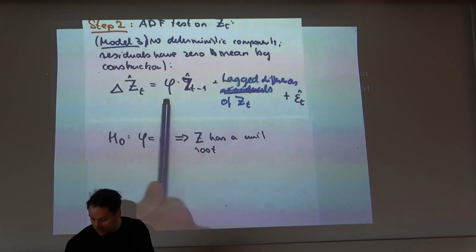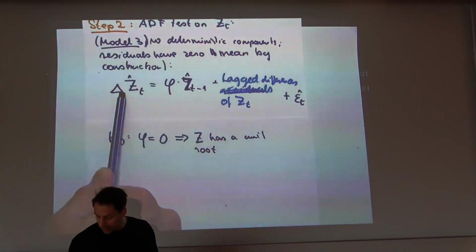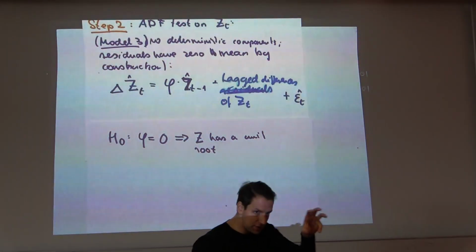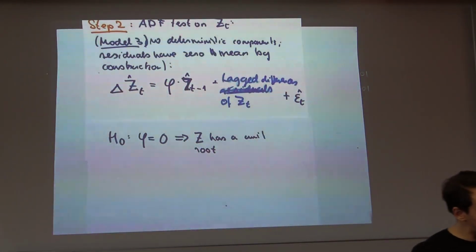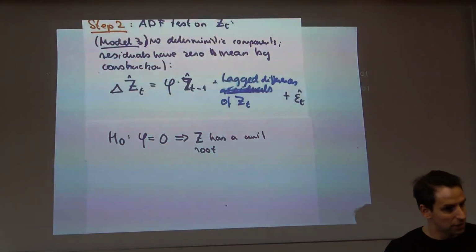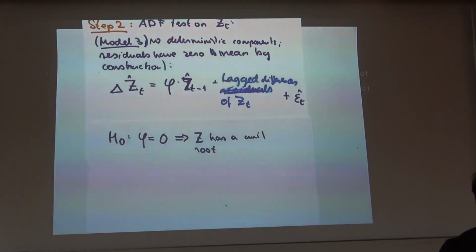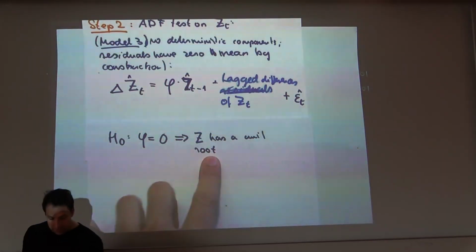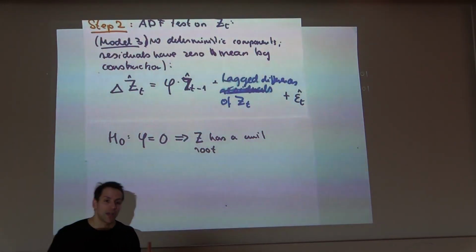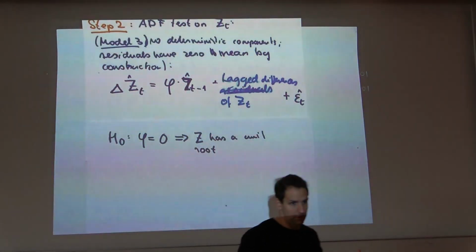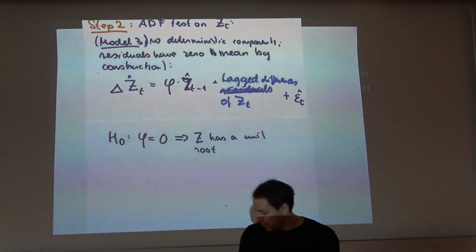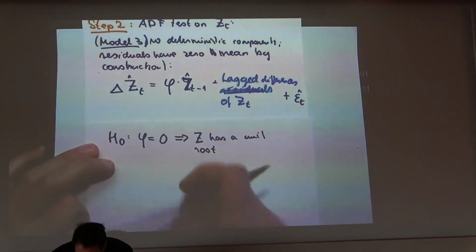Because if phi is equal to 0, then the differences are equal to the noise, which means that the difference is stationary. If the difference is stationary, then of course you have an integrated process, because the long-run variance of the noise is going to be finite. And if there's a unit root, then there is no cointegration. So if you cannot reject the null hypothesis for the residuals of the previous model, then you don't have cointegration.